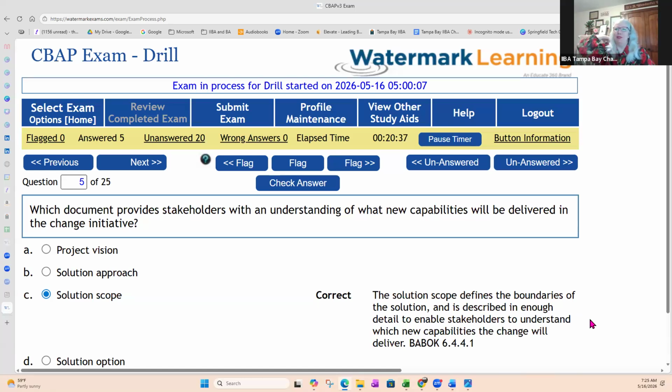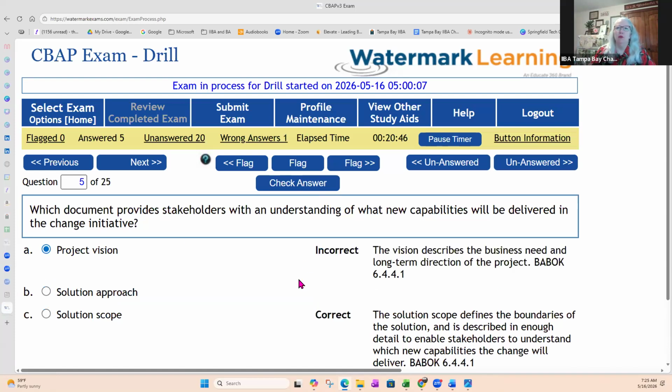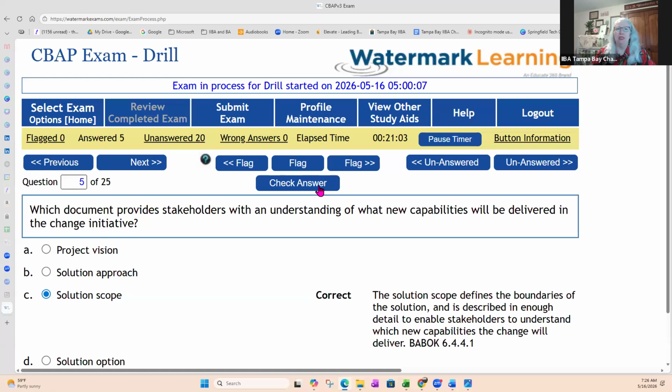It defines the boundaries of the solution and is described in enough detail to enable stakeholders to understand which new capabilities the change will deliver. Project vision describes the business need and the long-term direction of the project. This usually comes at the very beginning. Vision and the charter are sometimes the same document or sometimes partnered. But the solution scope is what gives us the understanding of the new capabilities that will be delivered. This is generally created in this chapter, after you've gotten your current state and your future state. It's like, okay, this is what future state is really going to hold for us.